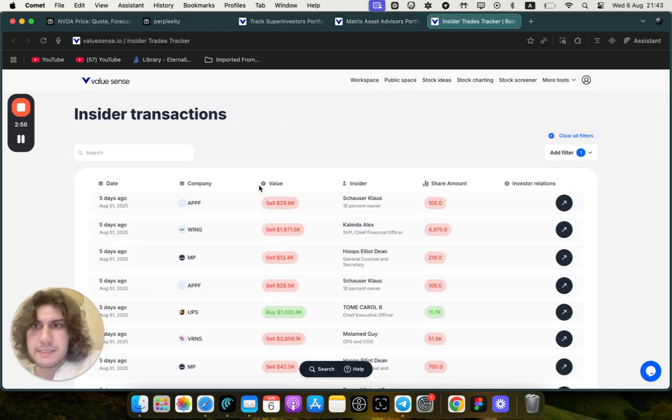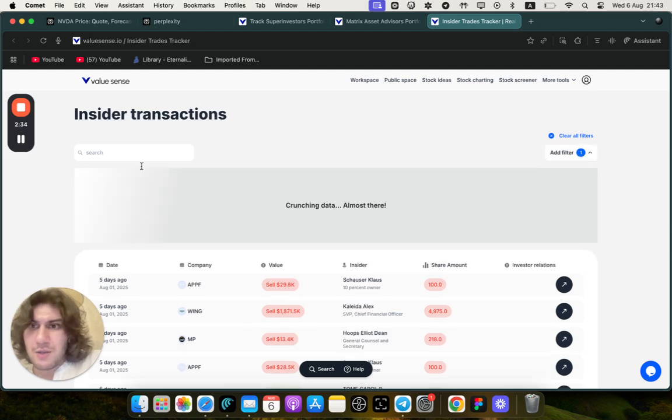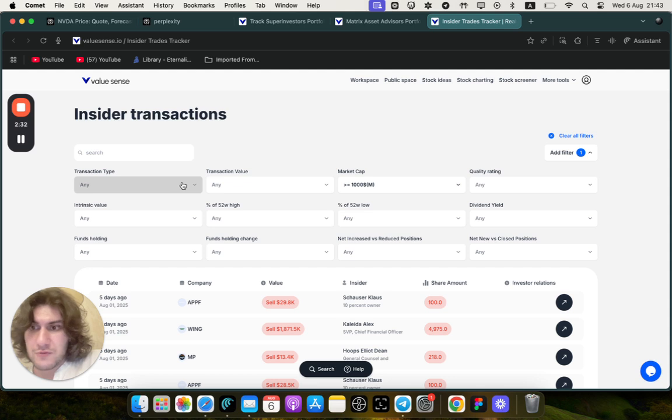The second tool is Insider Transactions Tracker, and that's a very powerful tool because we get the feed of all the news of all the new insider transactions, which is usually a good signal because we can also filter by transaction type. Let's say we want only buy transactions, and we can screen for high quality companies, undervalued companies, or the companies that trade at their highs and lows.